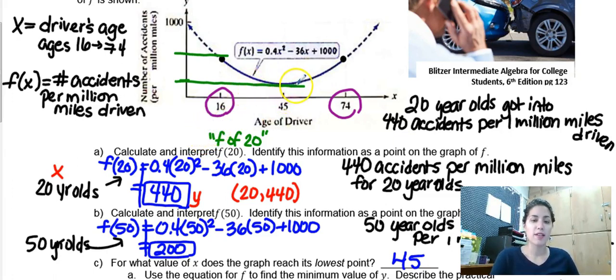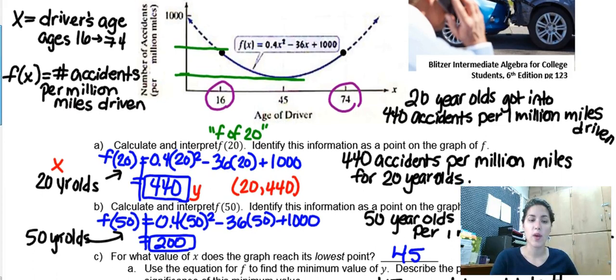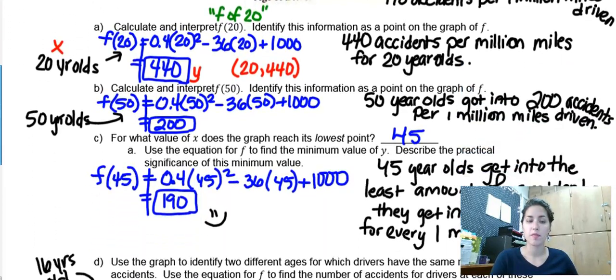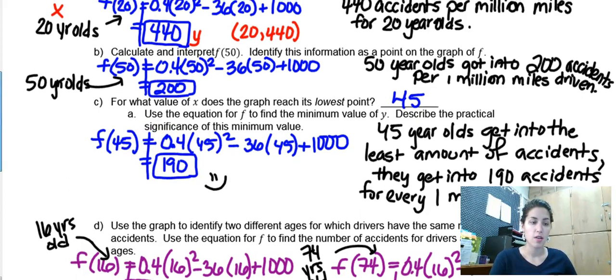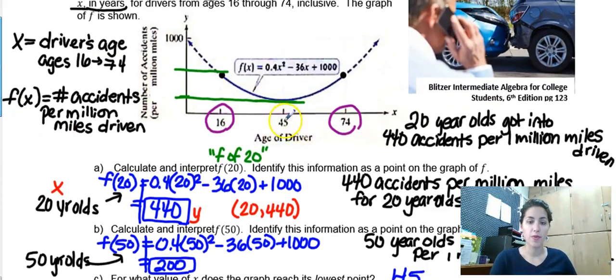The smallest y value occurs, well, doesn't that sound familiar? The smallest or least amount of accidents. We actually found that out in Part C. We found out that 45-year-olds get in 190 accidents. So 190 is right here. That's my smallest y value.